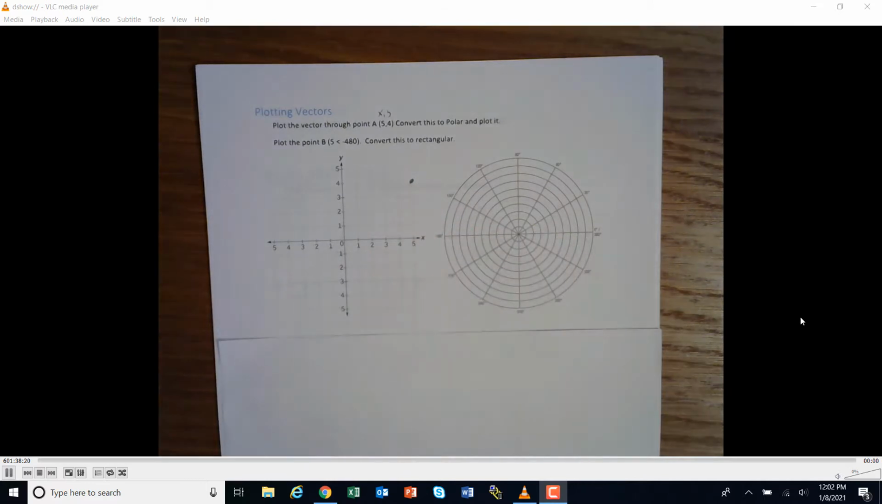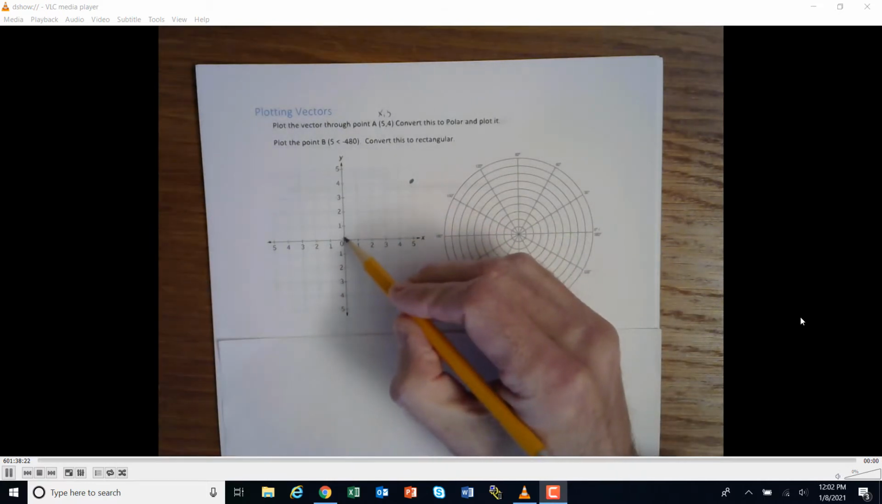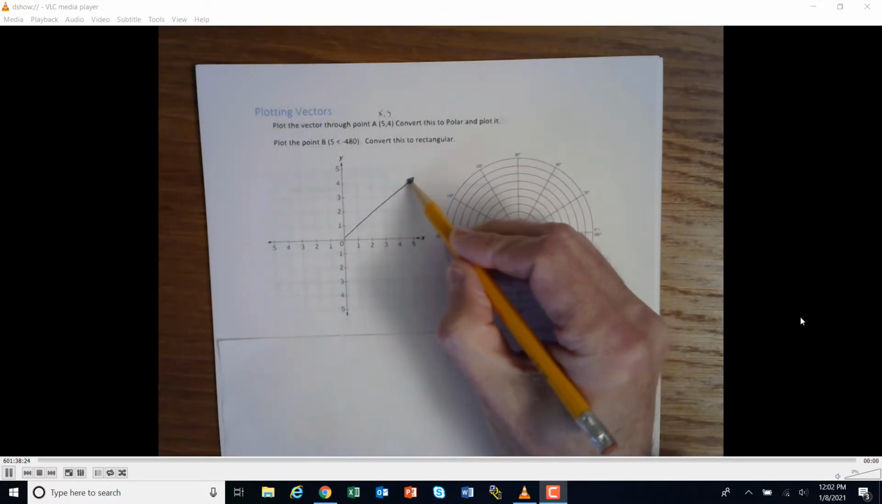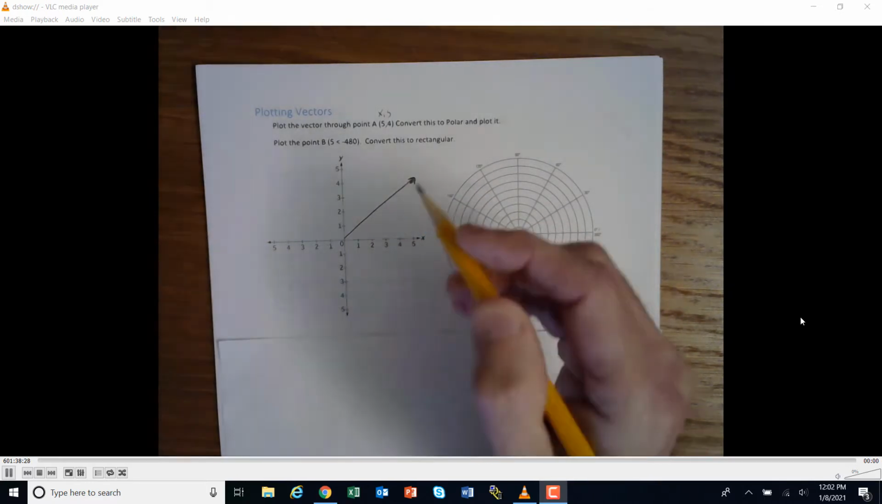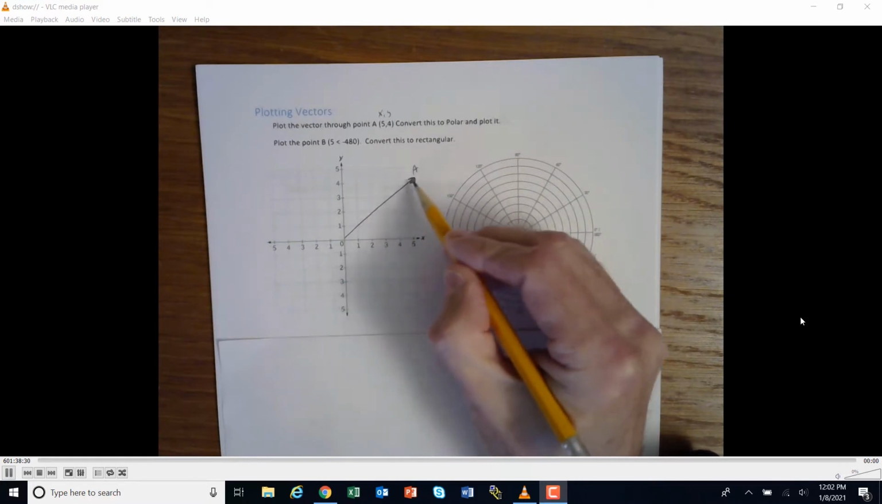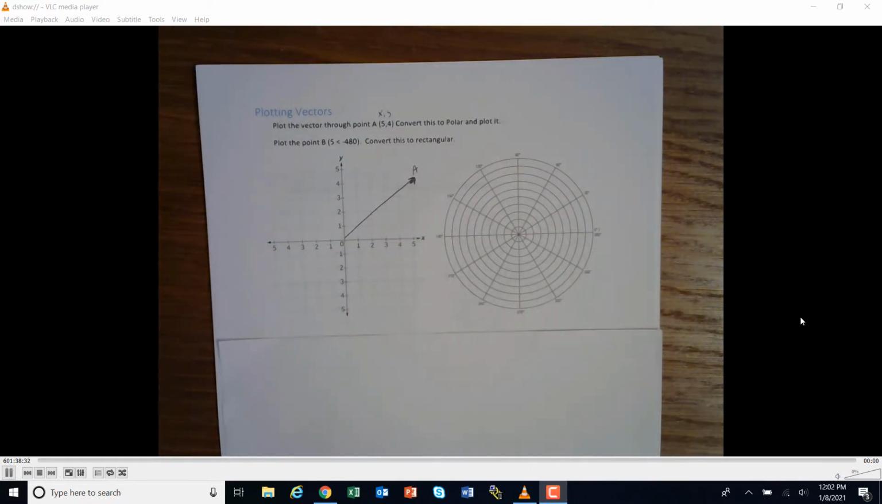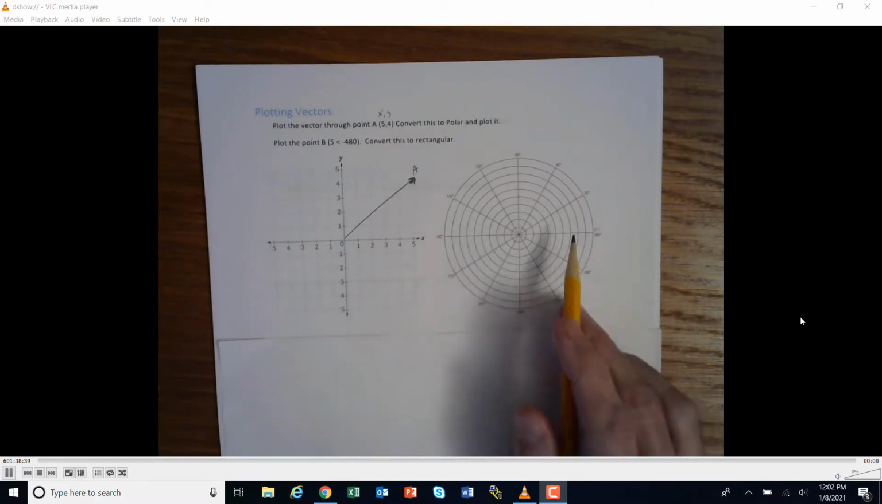And then we need to plot it as a vector. So it's going to be a line coming through here, and we'll put the arrows on it like that, heading in that direction, okay? And that was our point A right there, and that was our vector, okay? And now we want to convert this to polar, and we want to plot it onto here.